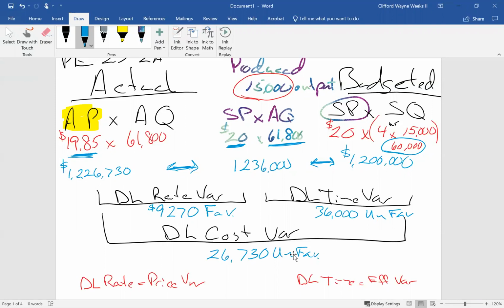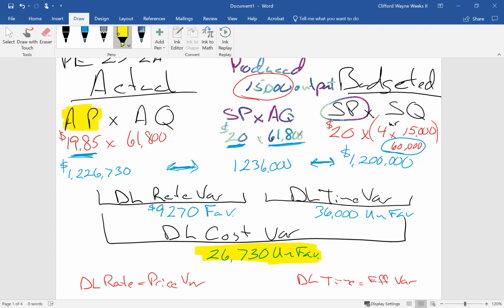And so we shouldn't have done that. We should have kept the skilled laborers, and as long as their efficiencies held true to the standard, we would have been better off. Because in essence, by this right here, we lost money. We lost $26,730 because we didn't follow what we had budgeted or planned originally.